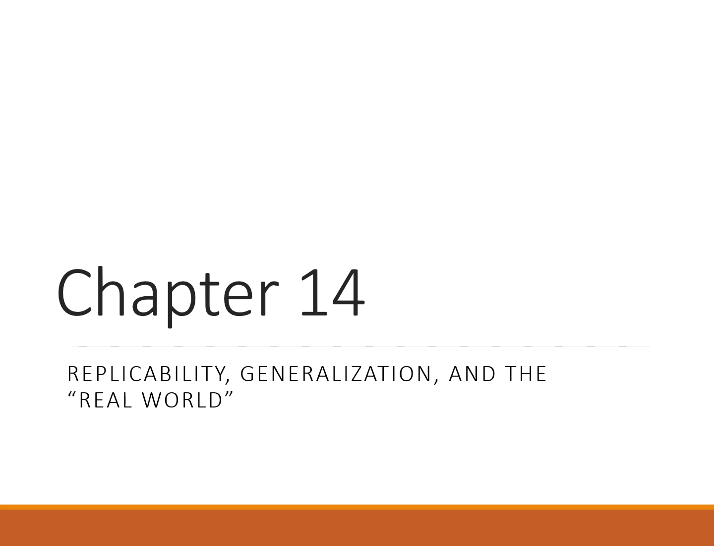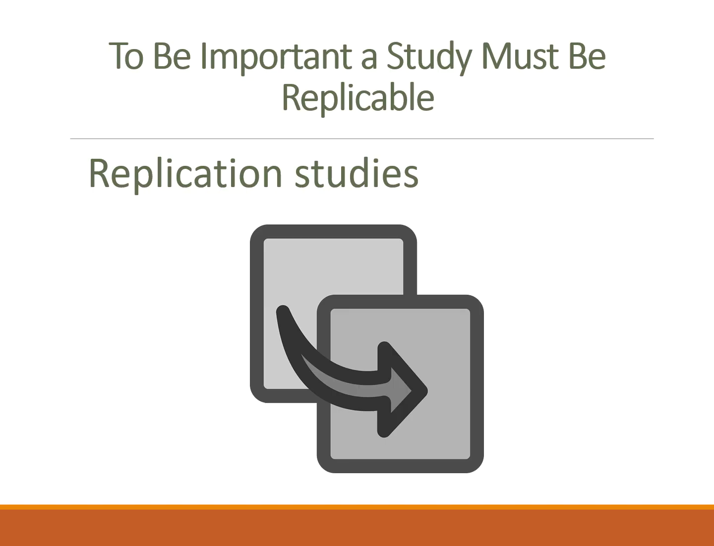So we've been focusing primarily on internal validity, or how real or truthful the study is internally. I want to turn it around to the other side, which is replicatability, generalization, and the real world. In other words, once we found an effect, how can we make the argument that that effect would be found in others?